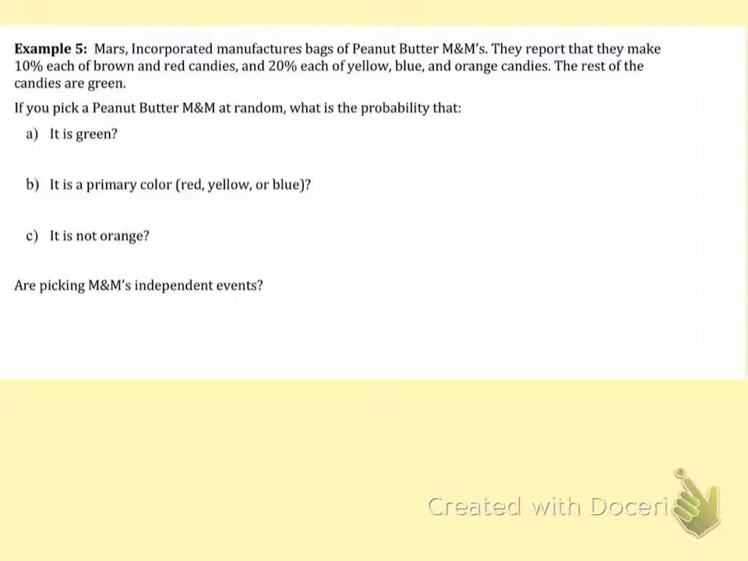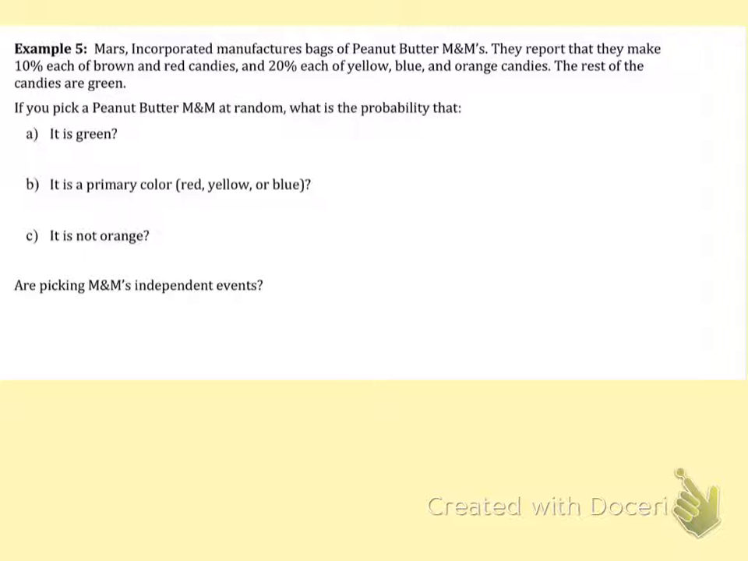Hi everybody, this is example 5 from chapter 12 from our student packet. And it says that Mars Incorporated manufactures bags of peanut M&Ms. They report that they make 10% each of brown and red candies, 20% each of yellow, blue, and orange candies, and the rest of the candies are green.